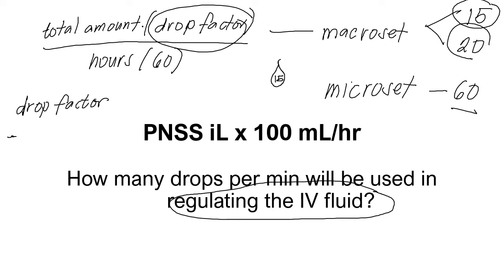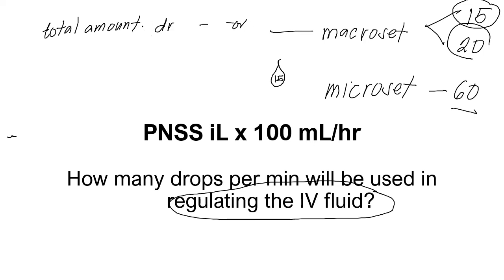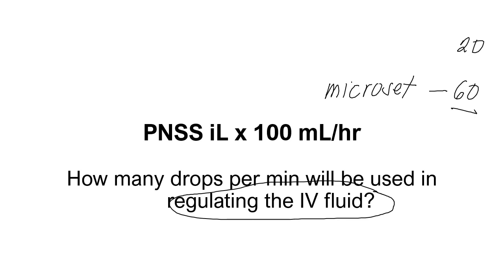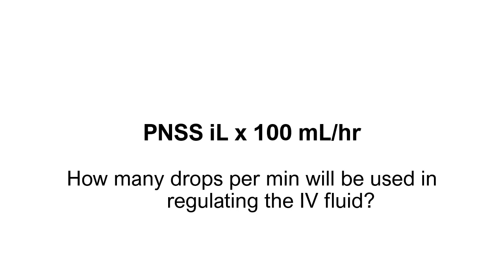Now, in this problem that I am giving you, I would like you to think that the drop factor of the macro set that we are using is 20. You might be thinking, sir, why are we using a macro set? For 100 ml per hour, a practical set to be used is the macro set. Your micro set is ideally used for an amount of less than 60 ml per hour.